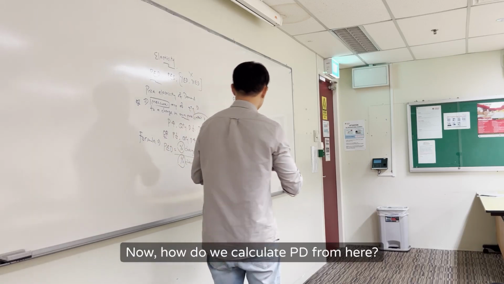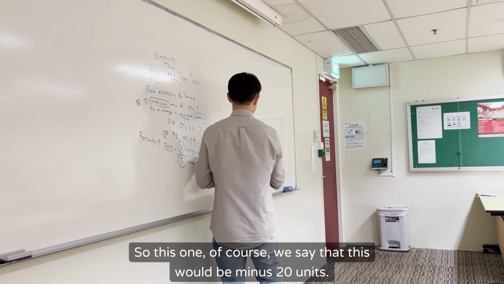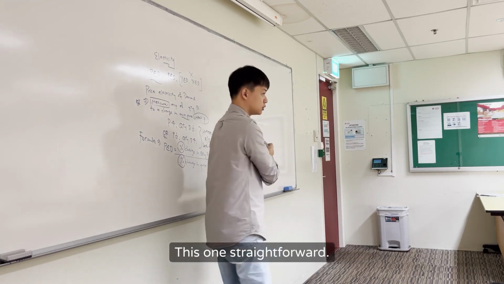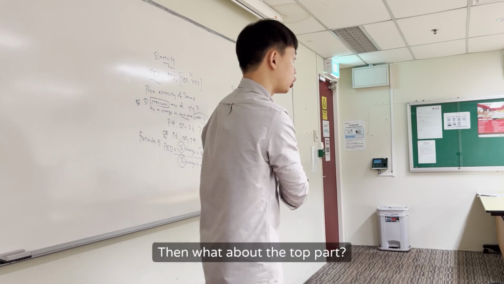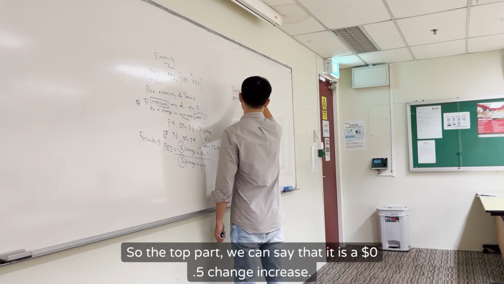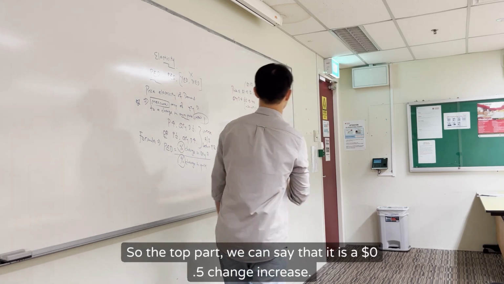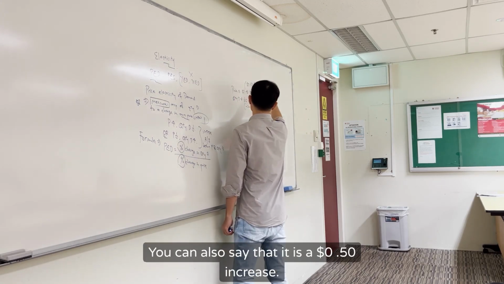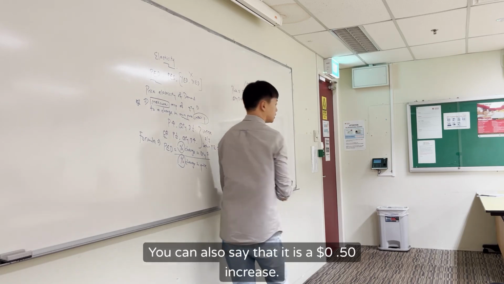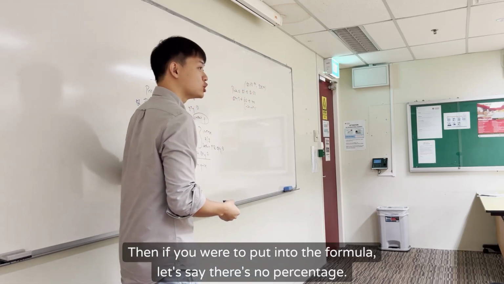Now, how do we calculate PED from here? So this one, of course, we say that this will be minus 20 units, right? This one straightforward. Then what about the top part? So the top part, we can say that it is a $0.5 change increase. You can also say that it is a 50 cents increase. Correct, right?